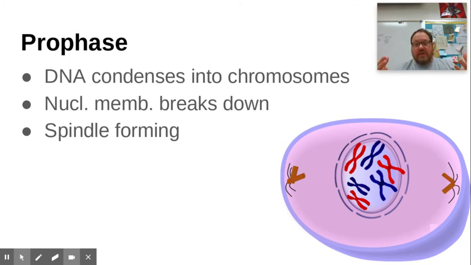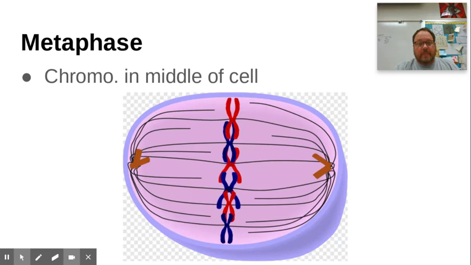So again, at prophase, the DNA is condensing into chromosomes. It's all getting packaged up. The nuclear membrane is breaking down so you can get access to the code. And then the spindle fibers are forming to ultimately grab the DNA. Now, with metaphase, meta means center. So with metaphase, the chromosomes have lined up in the middle of the cell. And they line up in the middle of the cell so that when they separate, you have equivalent amounts of genetic information going to each daughter cell.